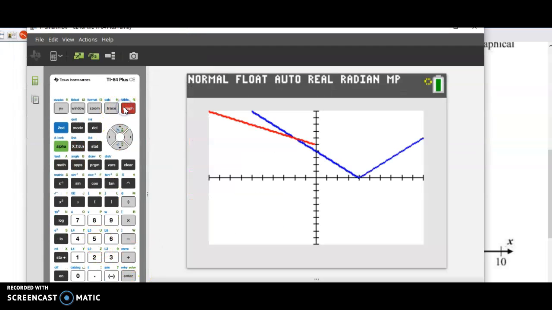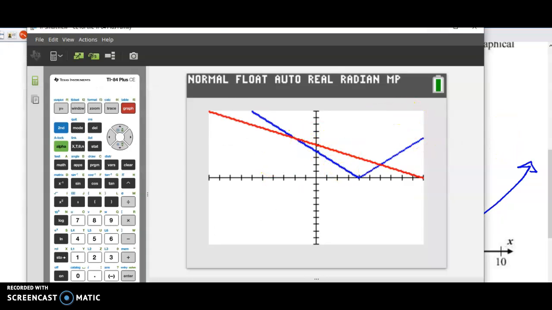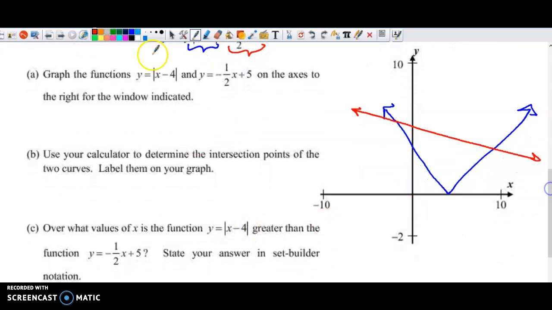So if I go to the graph, I can see that and that. And what I'm looking for is, maybe I'll even do this in blue. So I'm running out of time. That's this curve. And then the red curve, I have that wonky looking thing. Looks something like that. And what we need are the points of intersection.